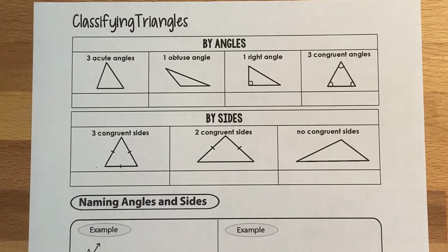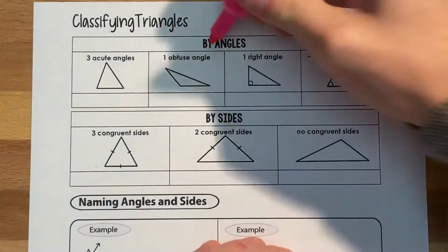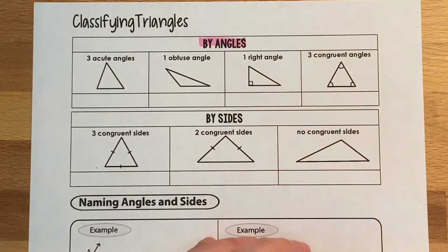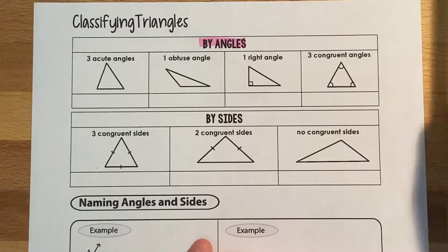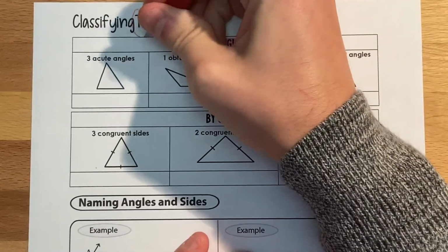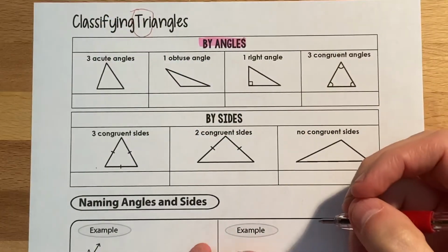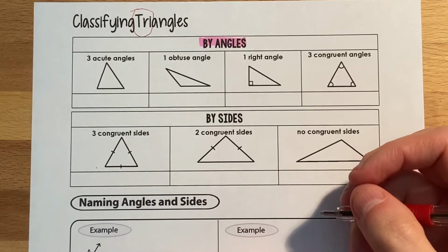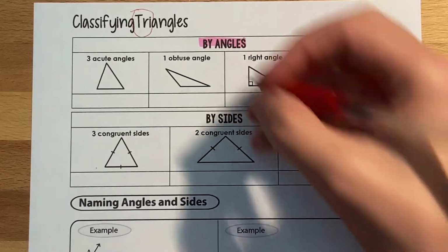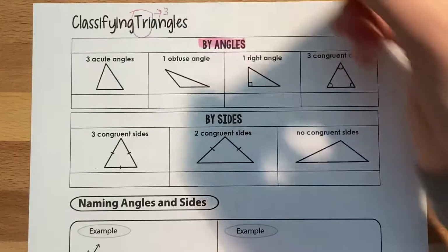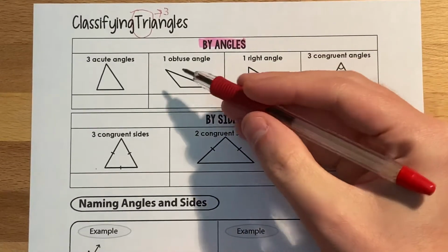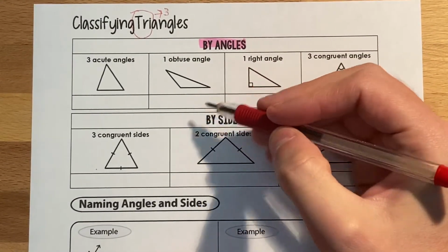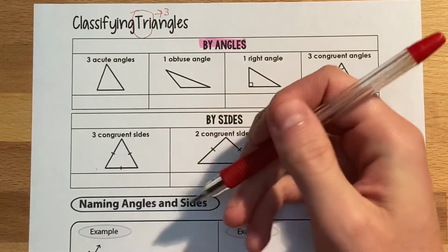So classifying triangles, there are two ways to classify. First one is by angles. In a triangle, you have three angles. You know, tri is a prefix in anything, because, you know, it's Greek, tri means three. So you can classify it by its three angles, or you can classify it by its three sides.